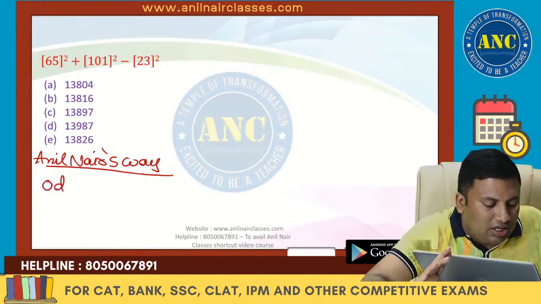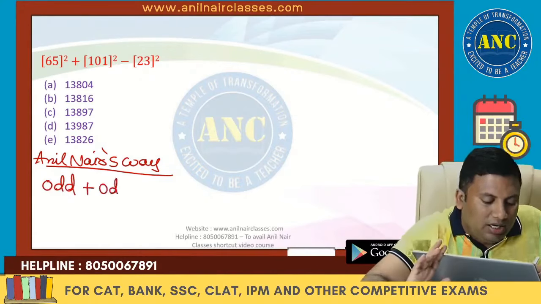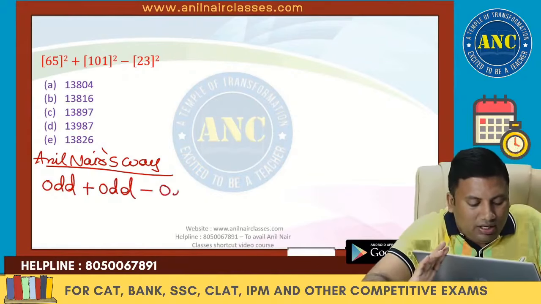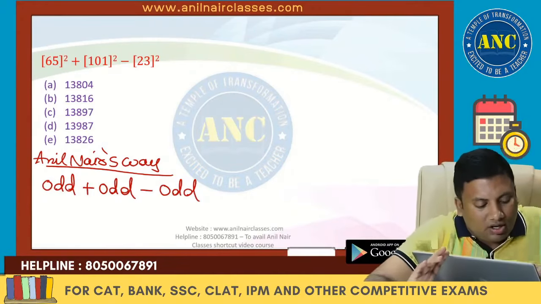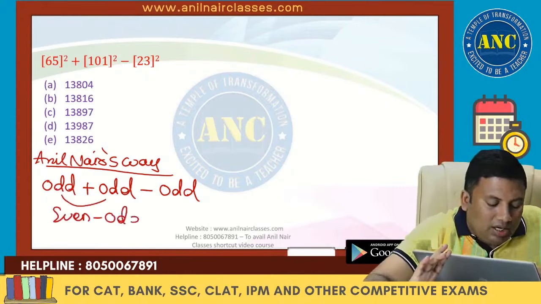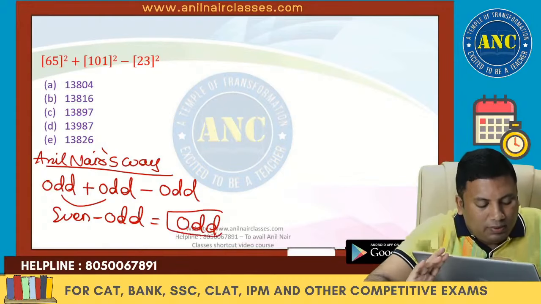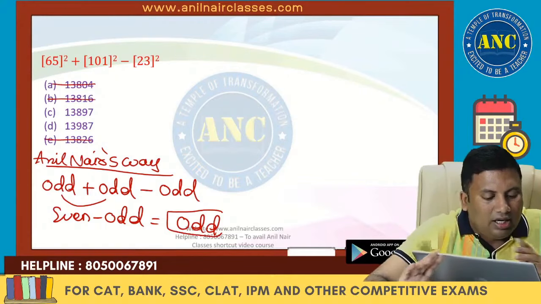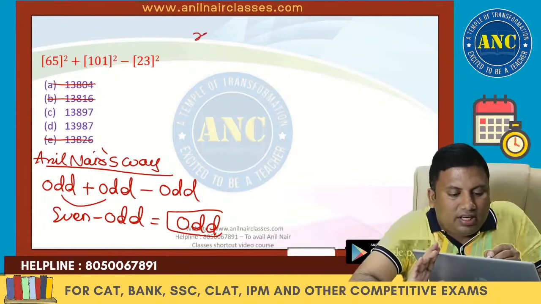65 is an odd number. An odd number squared is an odd number. 101 is an odd number, squared it is an odd number. 23 is an odd number, squared it is an odd number. Odd plus odd is even. Even minus odd is nothing but an odd number. The answer should be an odd number. First option out, second option out, and E option out. I hope it is clear. Next one, what is the concept that we discussed?